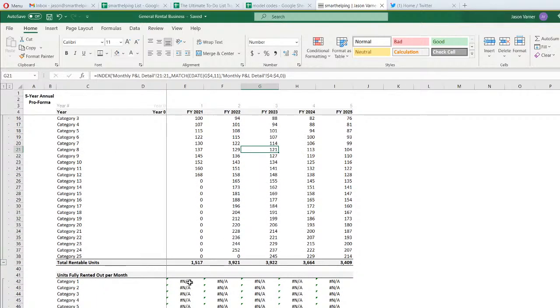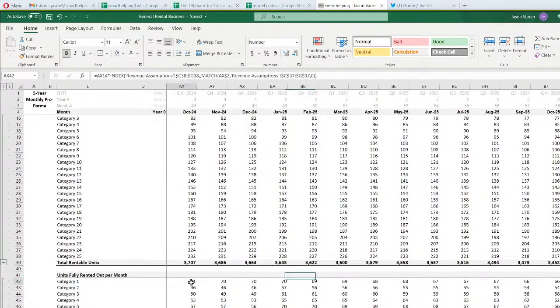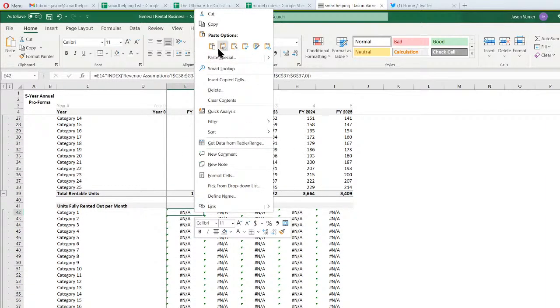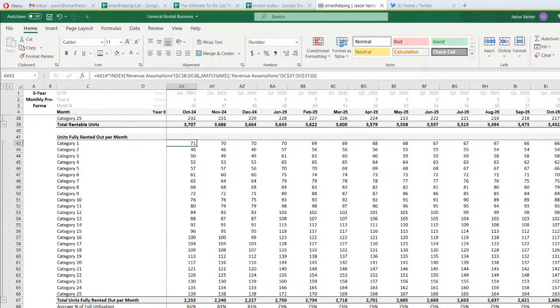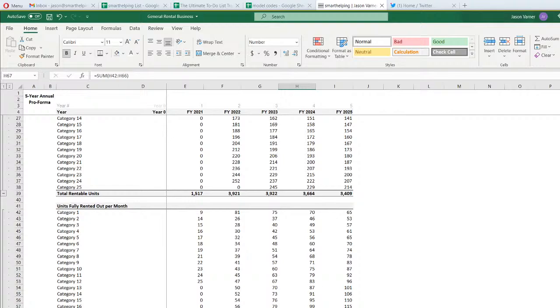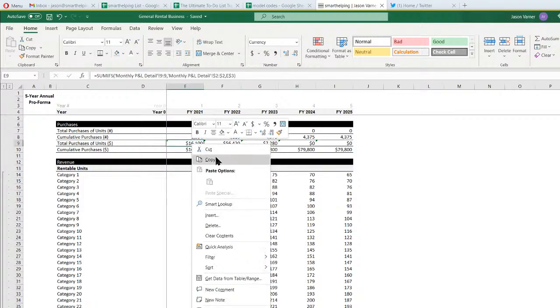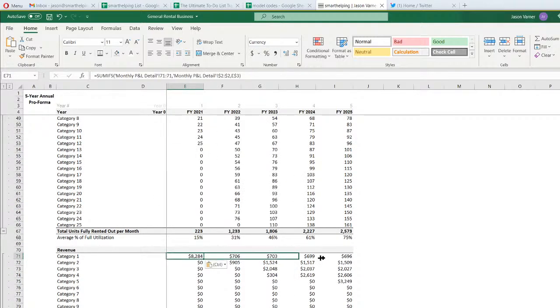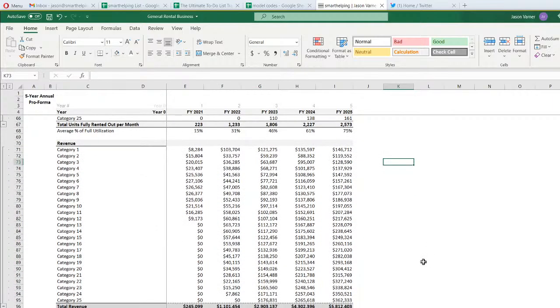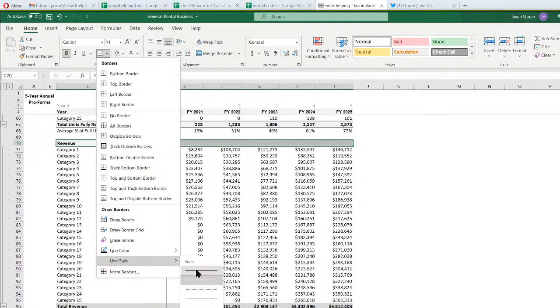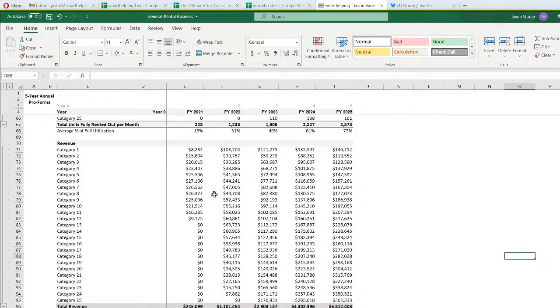Units fully rented out per month. Now this is a number, I think we also reference the end. This is based on utilization, so 2573. Yep, perfect. Now we're probably going to need our sums here for revenue per year, per category. And make a solid line. So go to format, line style, solid, bottom.